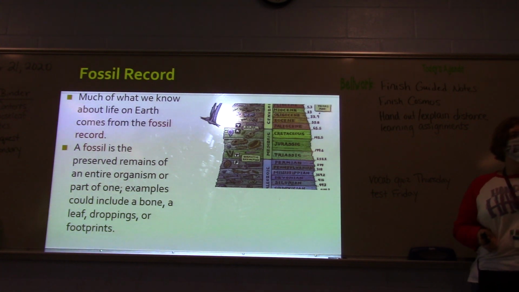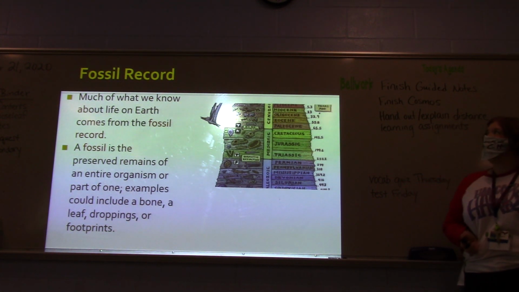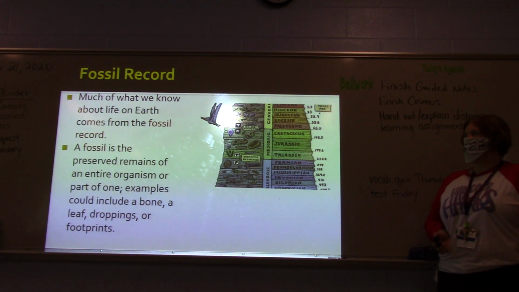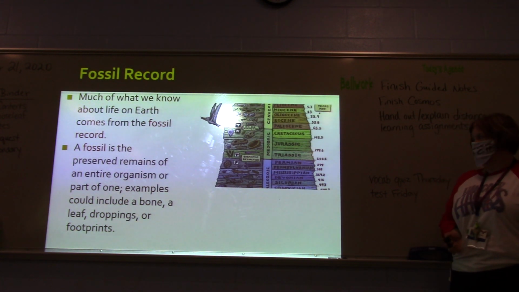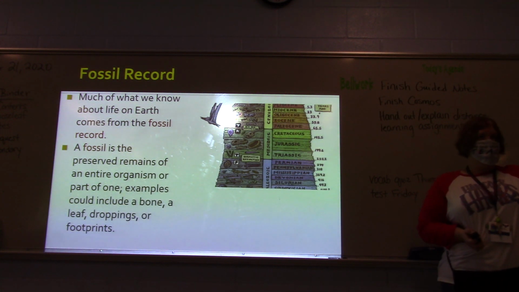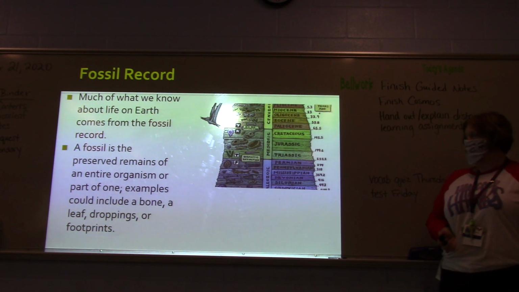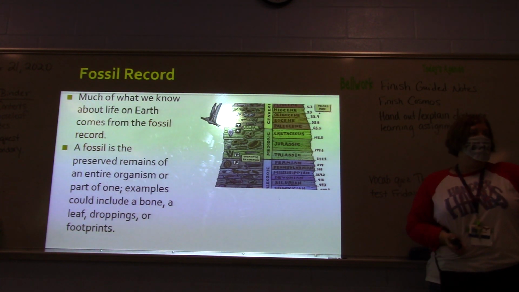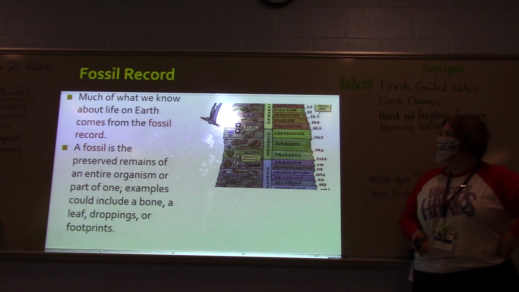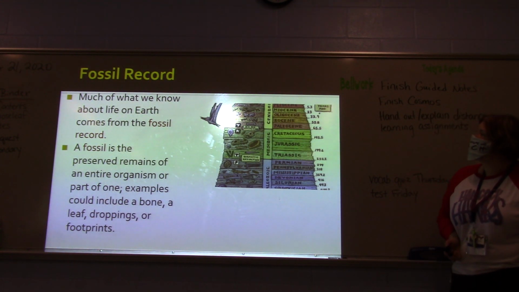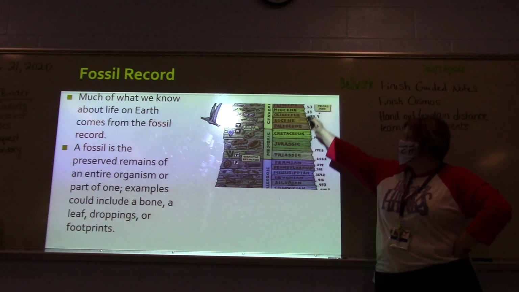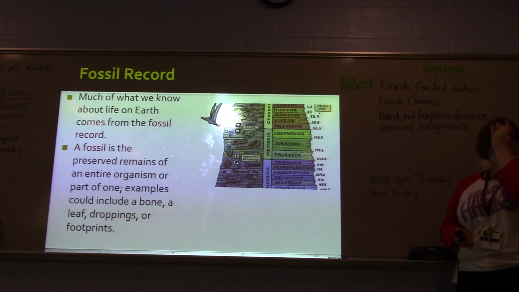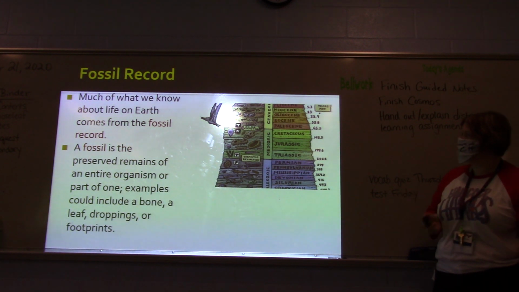What we know about the things that are no longer here is going to come from the fossil record. A fossil is the preserved remains of an organism, or evidence of an organism, or just part of their body, like a bone or a leaf. It could be poop. We've learned a lot from dinosaur poop. Footprints as well. Here are all the different time periods. We're not going to memorize all of those. If you take a geology class at some point, you'll memorize those.